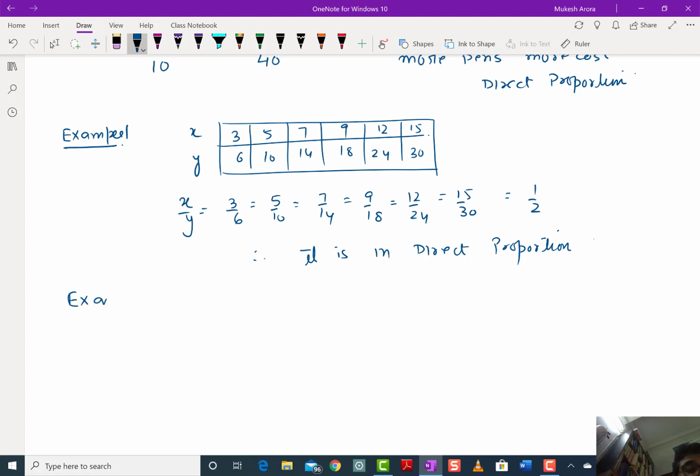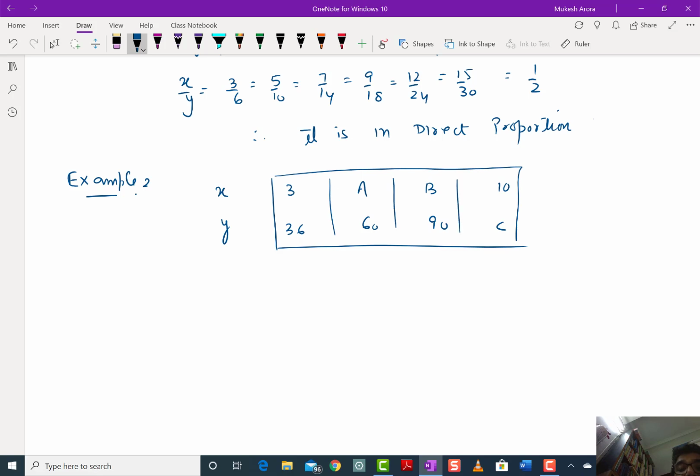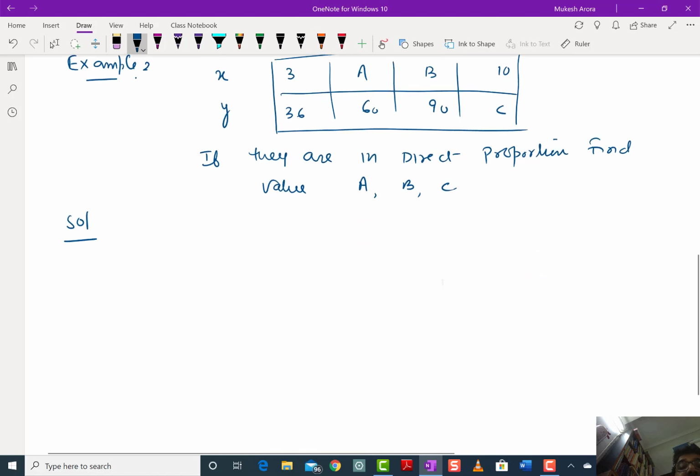Example 2. Example 2 is x and y again given, that is 3, 36, this is a, 60, this is b, 96, this is 10 and c. The question is, if they are in direct proportion, find the values of a, b and c. They are in direct proportion.